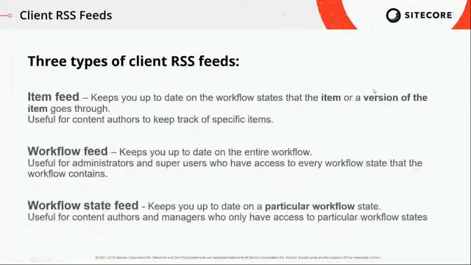All right, 3 different types of client RSS feeds. Item feed. Keep me up to date on the item or the version of the item that it goes through. I'm a content author. I'm trying to keep track of what's going on. That's important to me. Item feed. Workflow feed, that's the step that's next in the process. The person that has to approve, maybe. So they might want to approve the item, or they might want to know about the entire workflow feed.